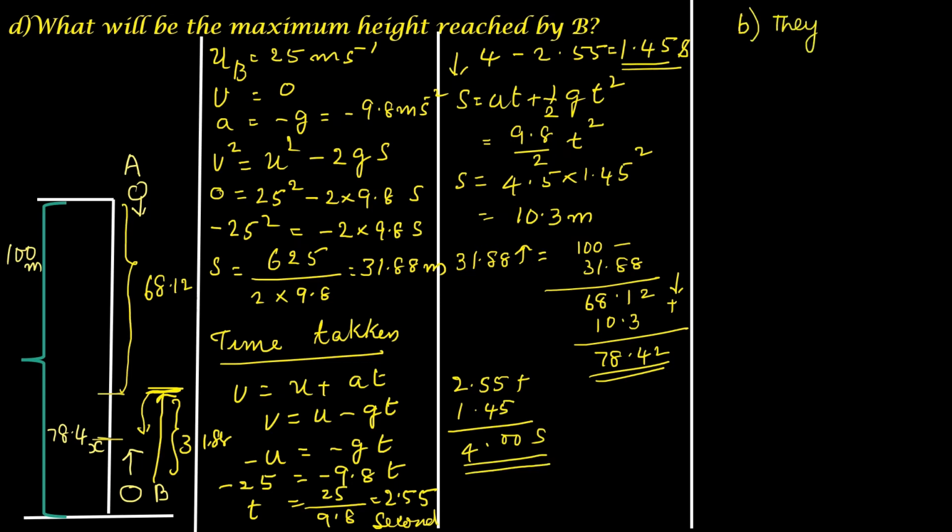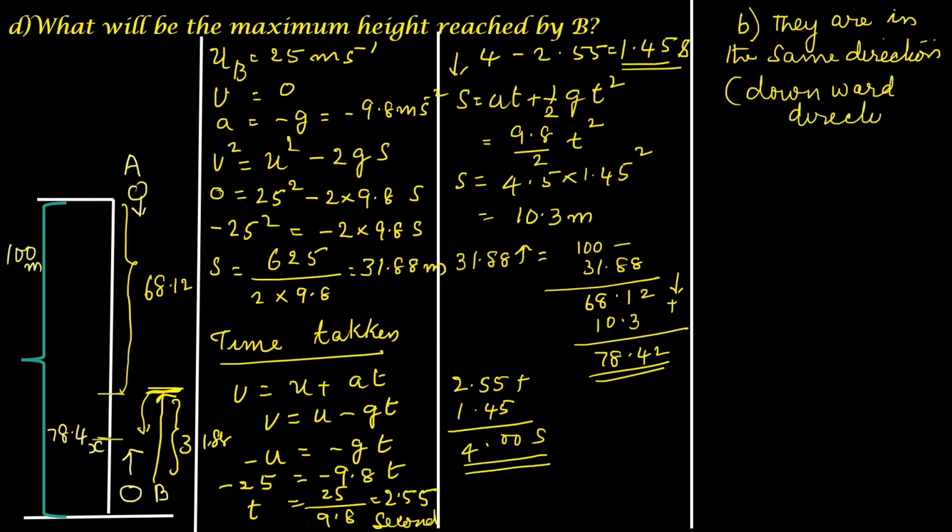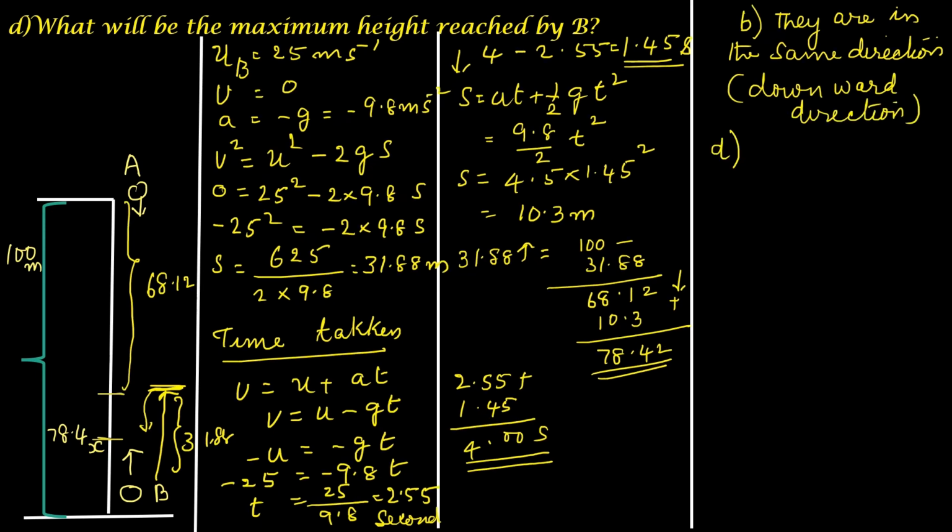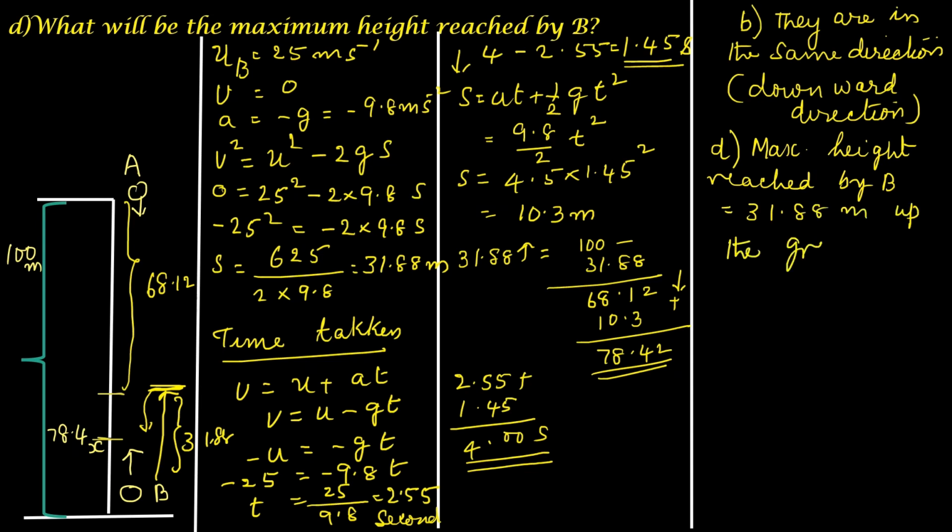So the answer for question B, that is, what will be their direction when they meet. They are moving in the same direction, that is, in the downward direction. We also have the answer for section D, that is, what will be the maximum height reached by B. The maximum height reached by B will be equal to 31.88 meter in the upward direction.